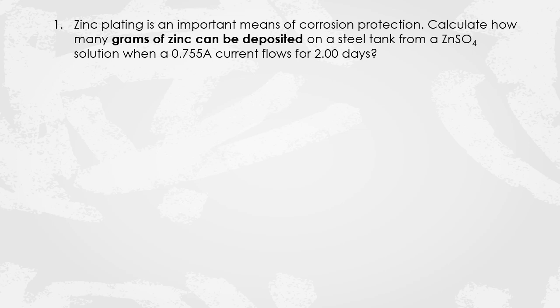Zinc plating is an important means of corrosion protection. Calculate how many grams of zinc can be deposited on a steel tank from a zinc sulfate solution when a 0.755 amp current flows for 2 days. So we have exactly the same structure as in the non-face-to-face question just now. So we're going to first find the charge that we use in these reactions. Then only we can do a bit of stoichiometry, and lastly to find the mass.